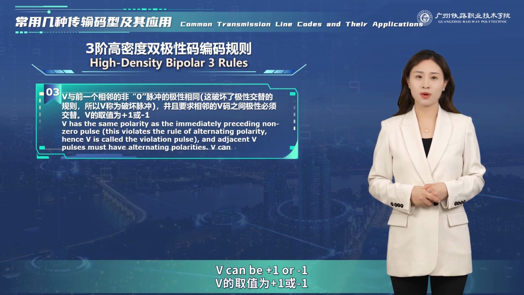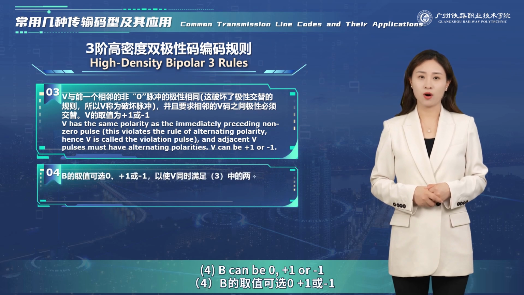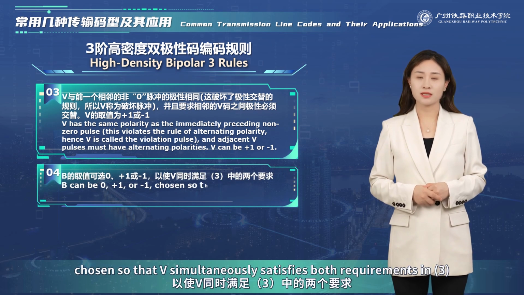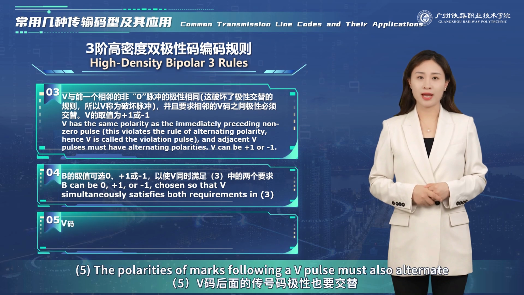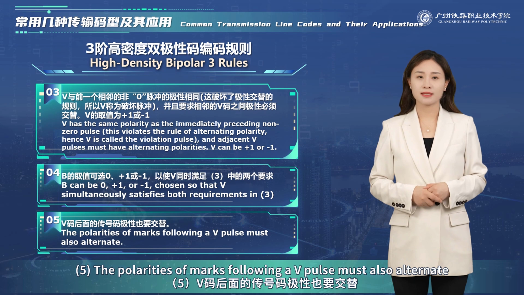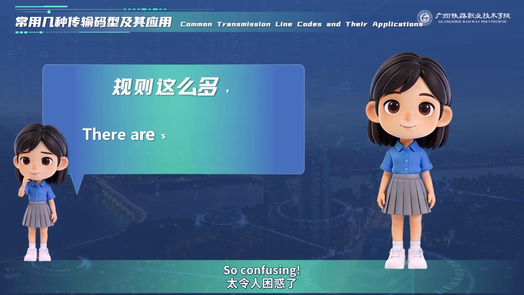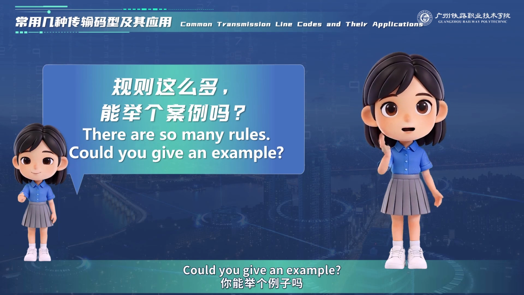V can be +1 or -1. 4. B can be 0, +1, or -1, chosen so that V simultaneously satisfies both requirements in 3. 5. The polarities of marks following a V pulse must also alternate. So confusing. There are so many rules. Could you give an example?